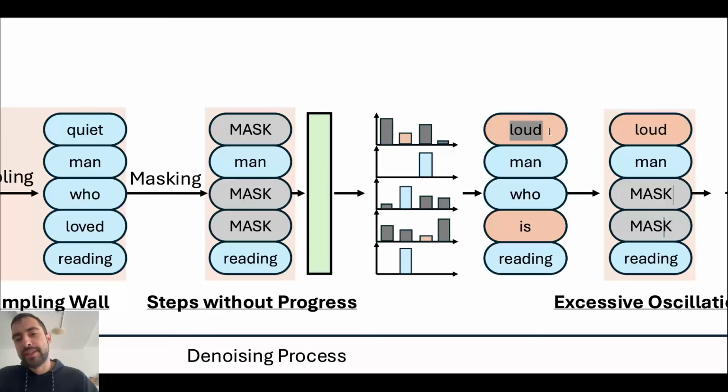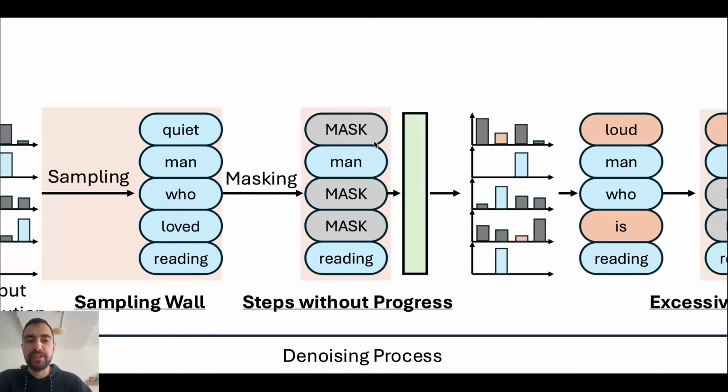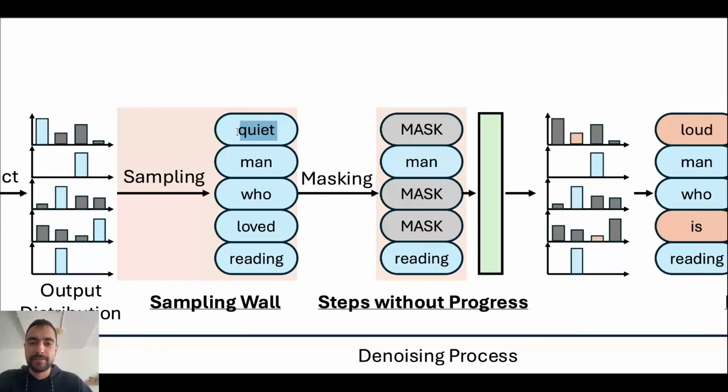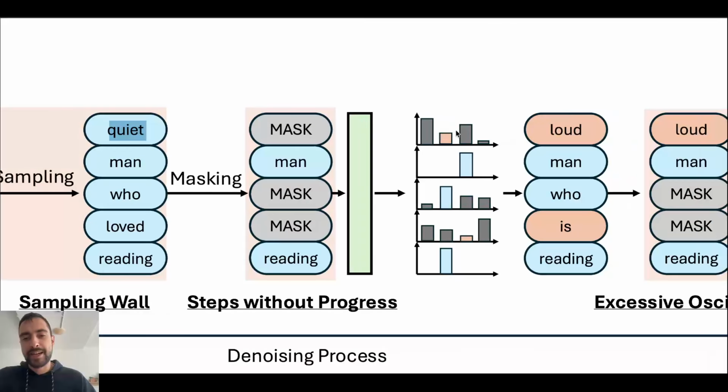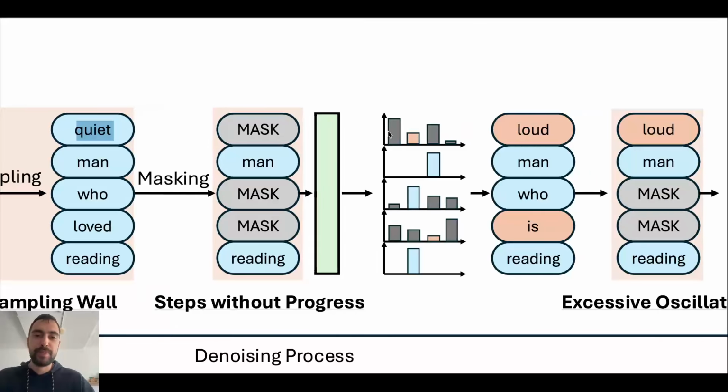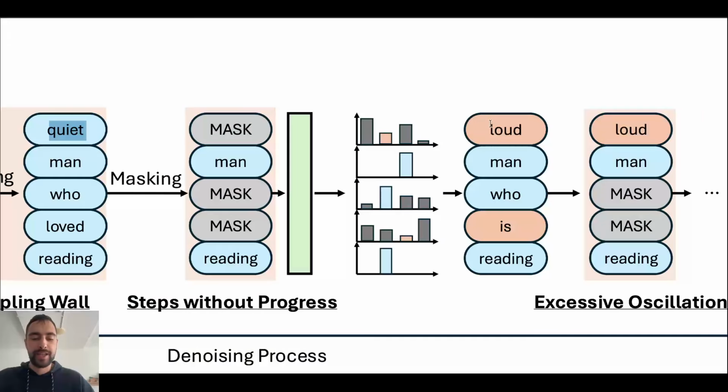Like, for example, when generating this "loud," maybe the model could have and should have a memory that previously it picked the word "quiet" there. And so maybe the word "quiet" was good based on the context. So to summarize, we don't want to just delete and discard all of the information about the probability distribution. We want to keep that in memory for this token, so it can reference its past decisions as well when generating next time.